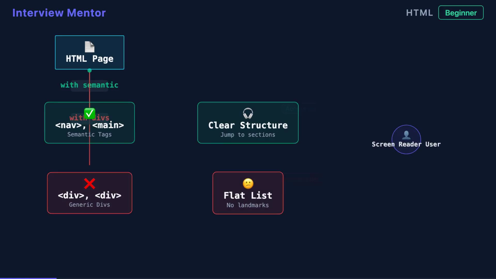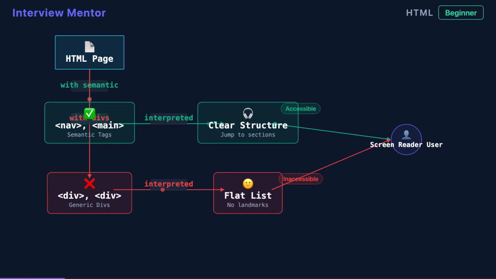First, accessibility. Screen readers rely on semantic elements to navigate pages. When you use a nav element, assistive technologies instantly know it's a navigation region. They can jump between sections like header, main, and footer. With just divs, screen readers see a flat list of generic containers. Users with disabilities lose the ability to understand your page structure at a glance.